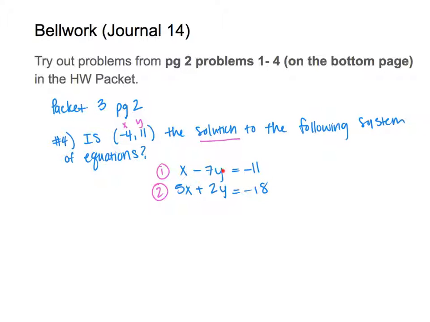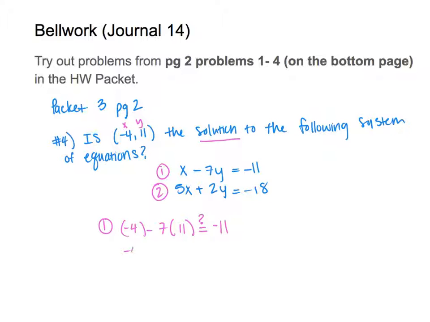So when I plug in x and y, do I actually get 11? When I plug in x and y in the second one, do I actually get negative 18? So we're going to see if that really happens. I'm going to start off with the first equation here and plug in my x and y value. So if I plug in my x value, that's negative 4 minus 7 times 11. And I want to know if this really does equal, so I'll put a little question mark above the equal sign. Does it really equal negative 11? So let's work this out.